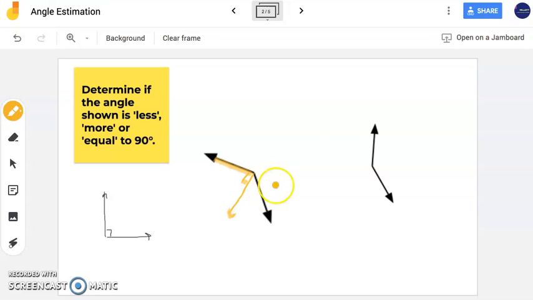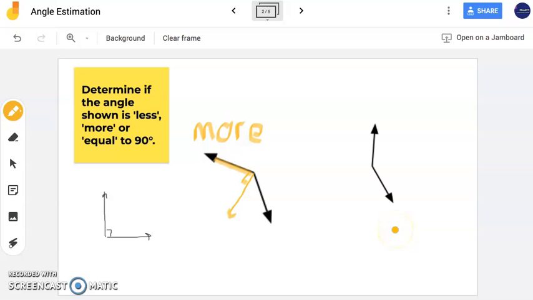I can immediately recognize that the other ray is much larger than this 90 degrees, forming an angle measurement that will be greater than 90 degrees. So here I could just write that this angle is more, and in the questions that you'll answer today, you'll just select the more option because this angle is clearly more than 90 degrees.